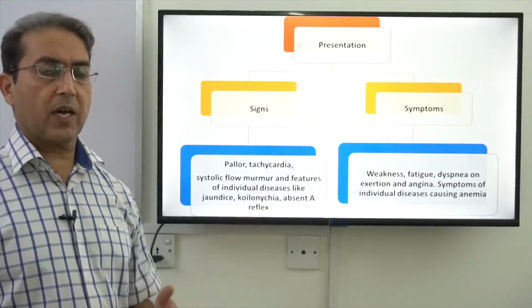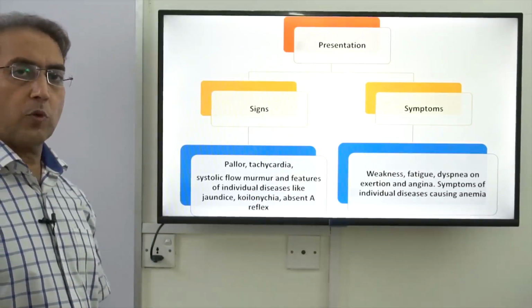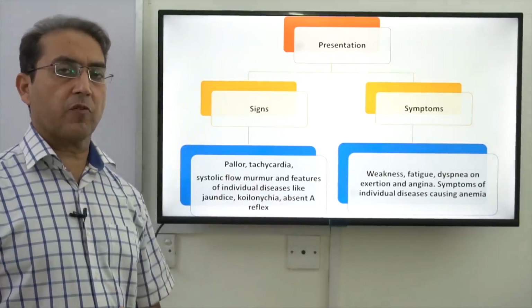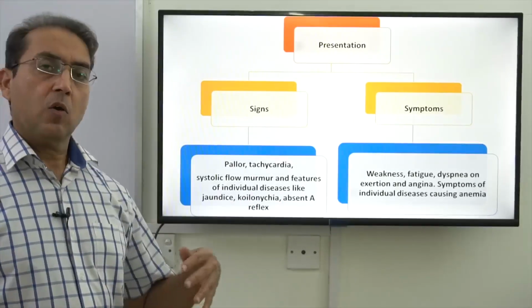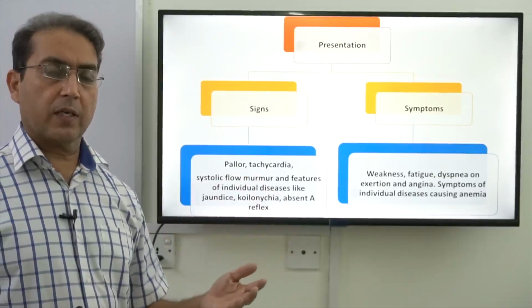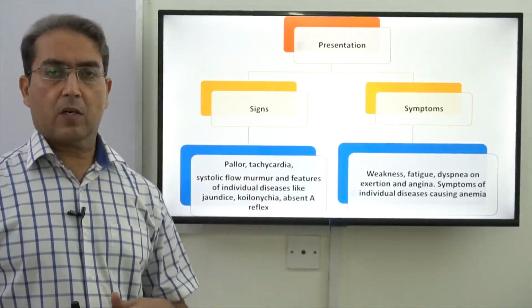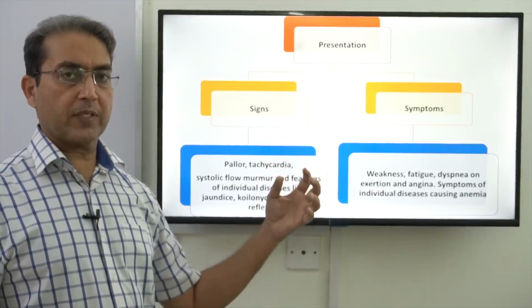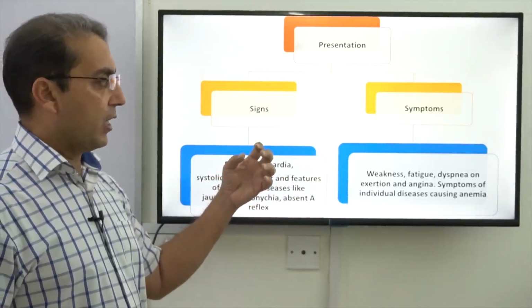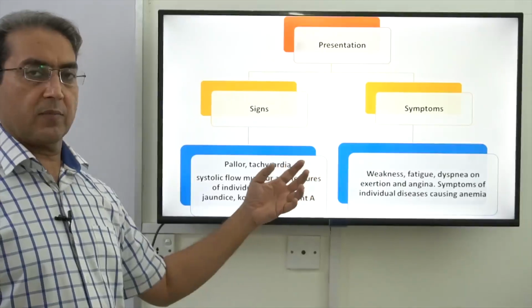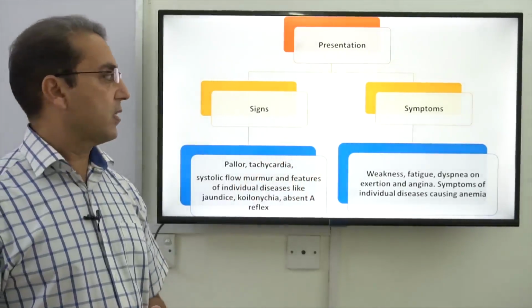For example, if the patient has an autoimmune disease, the patient may have autoimmune hemolytic anemia, and there may be features of autoimmune hemolytic anemia. Or if the patient has anemia of chronic disease like rheumatoid arthritis, or chronic renal failure, symptoms of those individual disorders may also be present. But the general features of anemia itself are weakness, fatigue, there may be shortness of breath, and sometimes there may be angina as well.